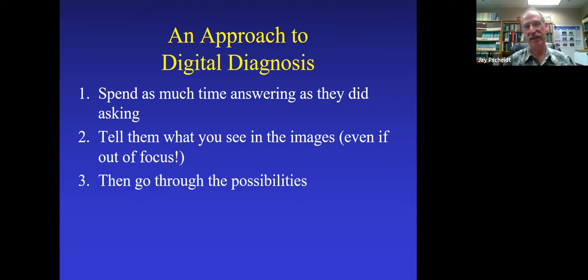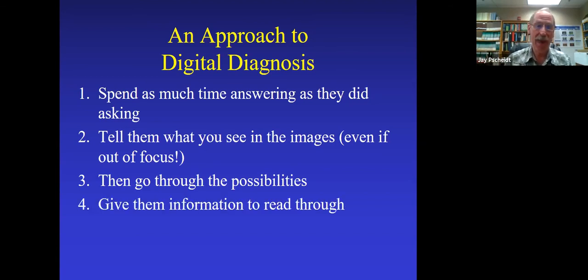And then I go through the possibilities. Well, it could be this, could be that. Most of the time it is going to be 4 or 5 different possibilities. If you don't see clear patterns, it could be biotic, could be abiotic. You just have to go through the various possibilities for them, and they can continue the diagnostic process themselves. You might tell them, well, if it's this, you might also look for this. And these are the things that you can say in your reply back to them.